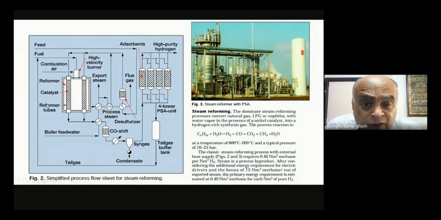And then when I get this product coming out, I have to take out the hydrogen from all of this. That is done with the help of adsorbents. There are different kinds of adsorbents which can remove carbon monoxide, carbon dioxide, methane, and finally I can get hydrogen of high purity coming out. That is the hydrogen which people the world over are using, made by steam reforming.